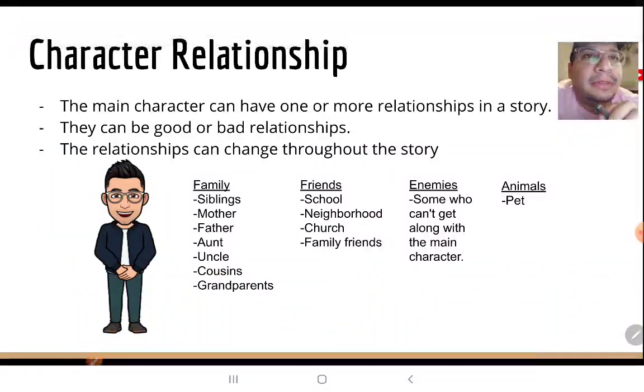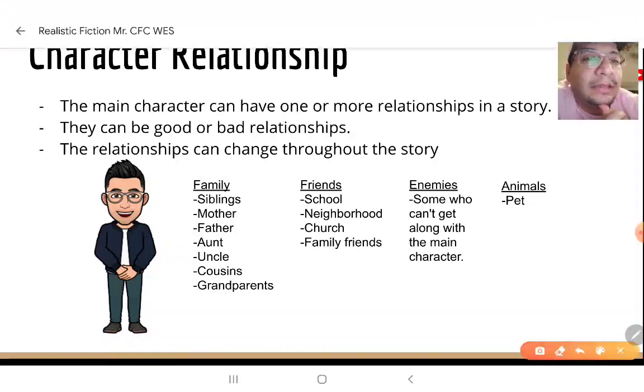All right, characters and relationships. The main character can have one or more relationships in a story. Okay? They can be good or bad relationships. The relationships can change throughout the story. So what does this mean? That also in realistic fiction, a main character can have other characters that are involved in the story. Okay? And what are those people, or what are some of the characters that could exist?